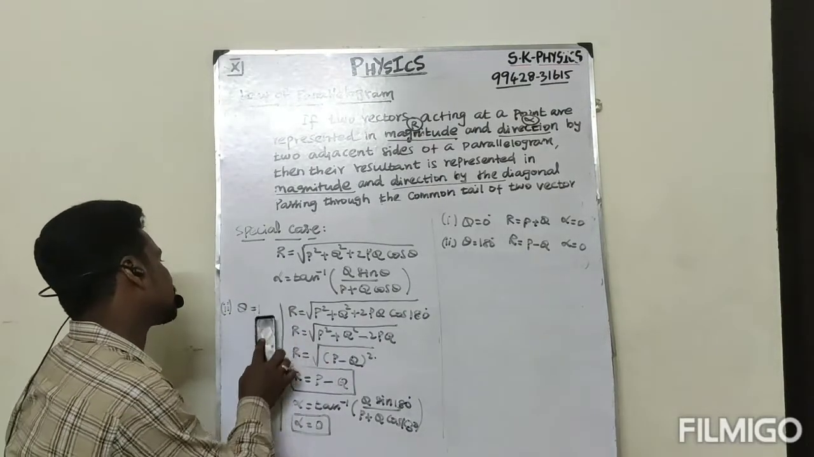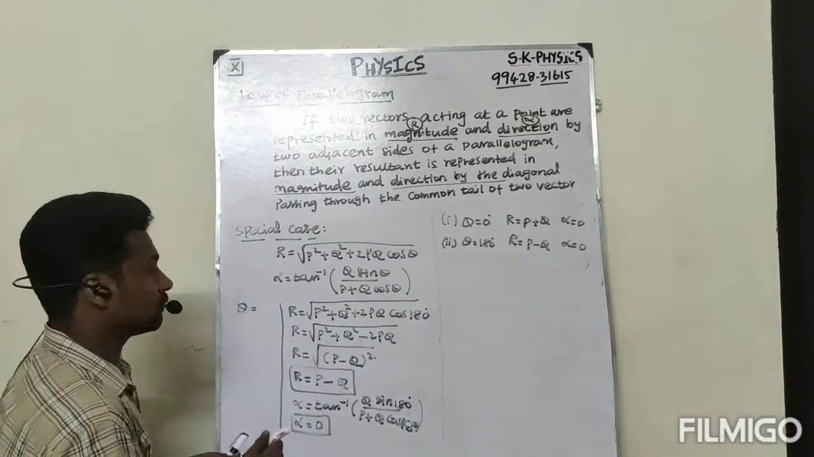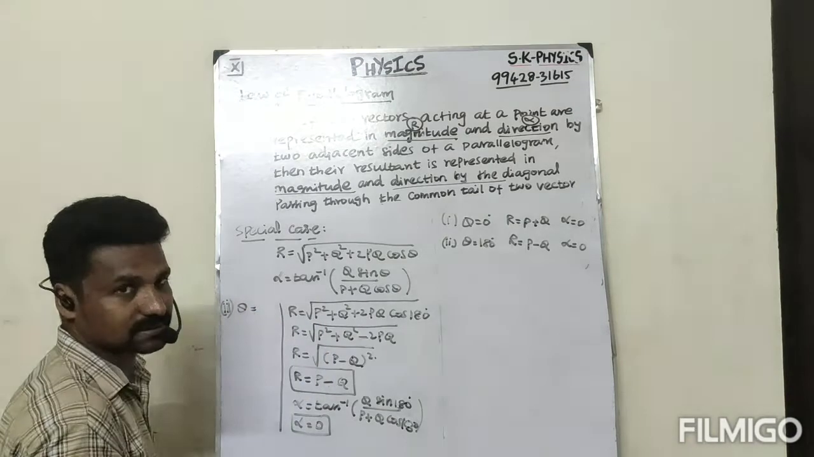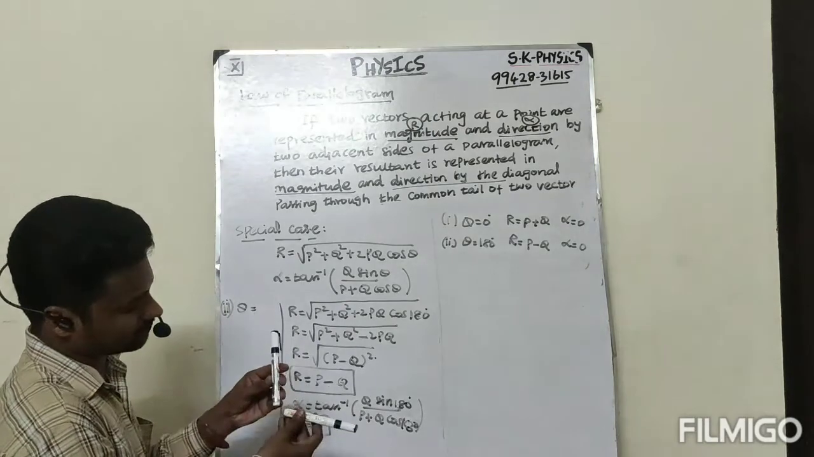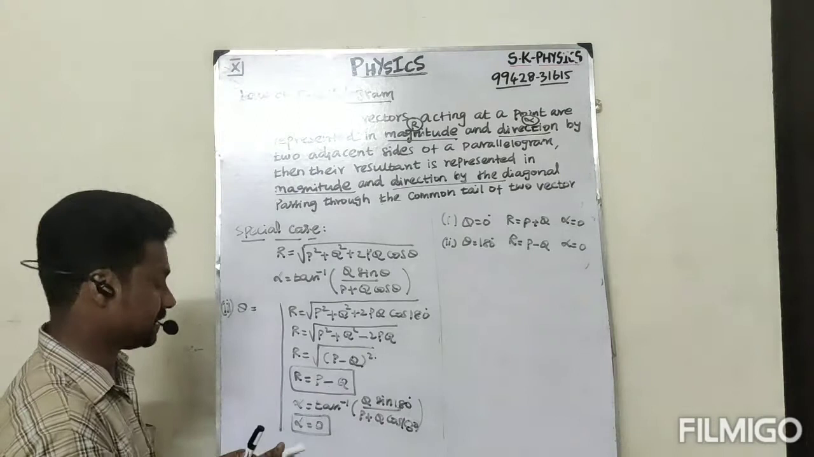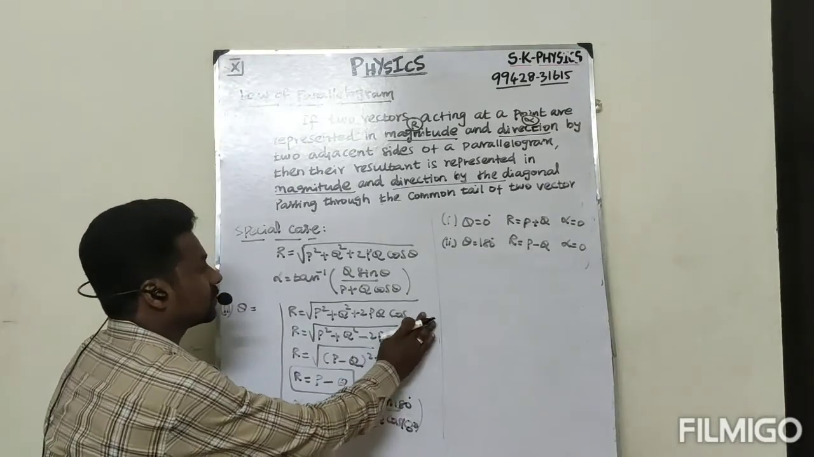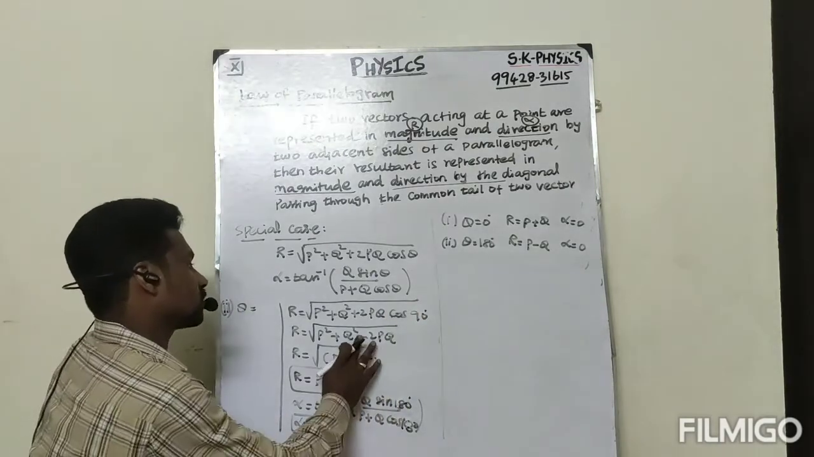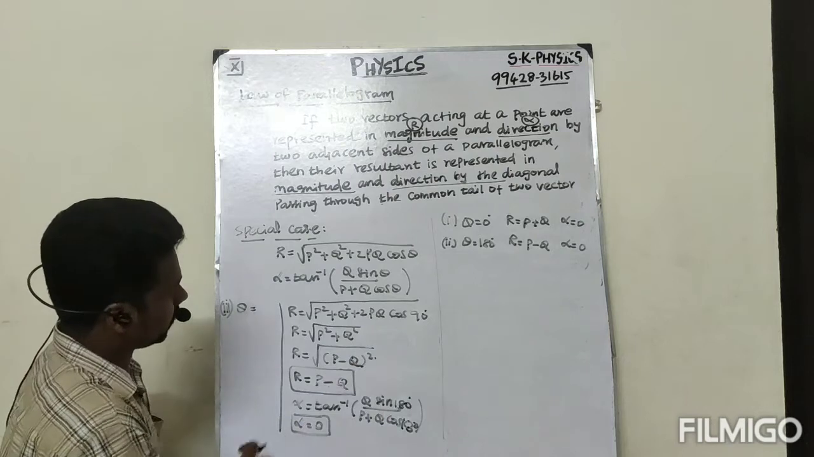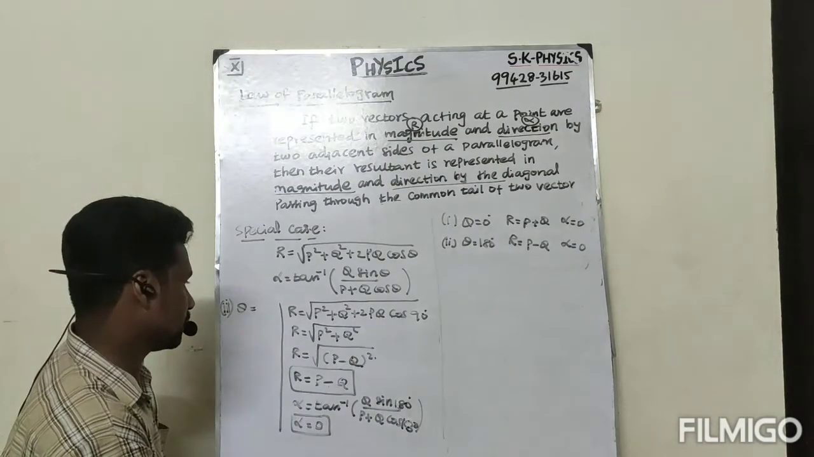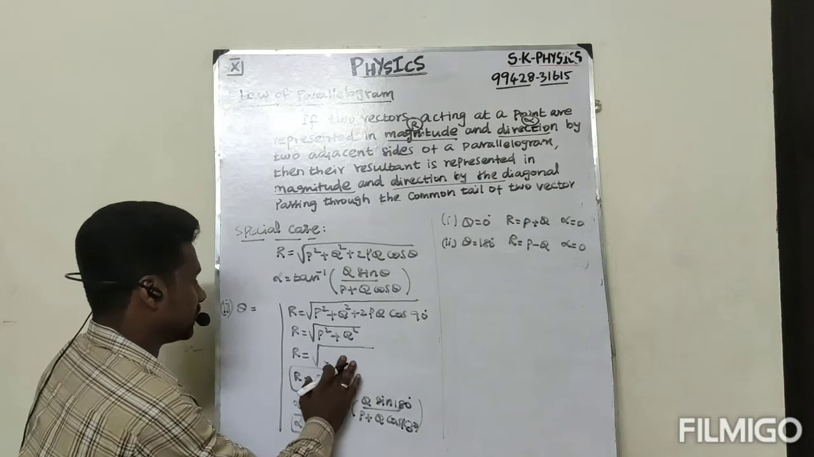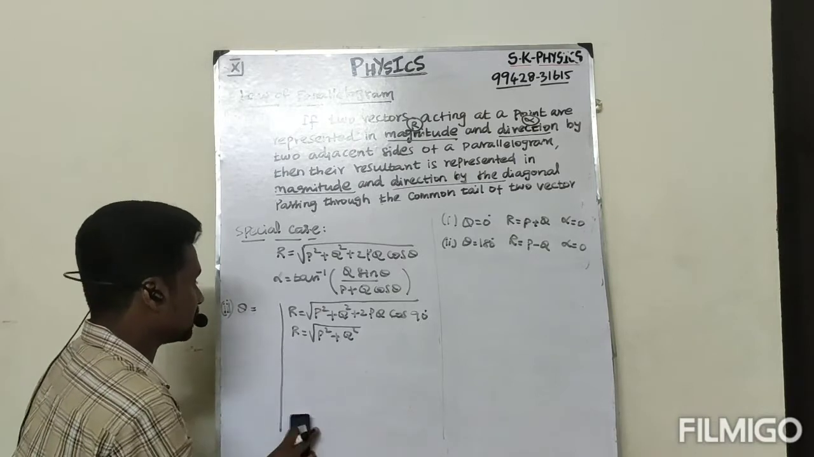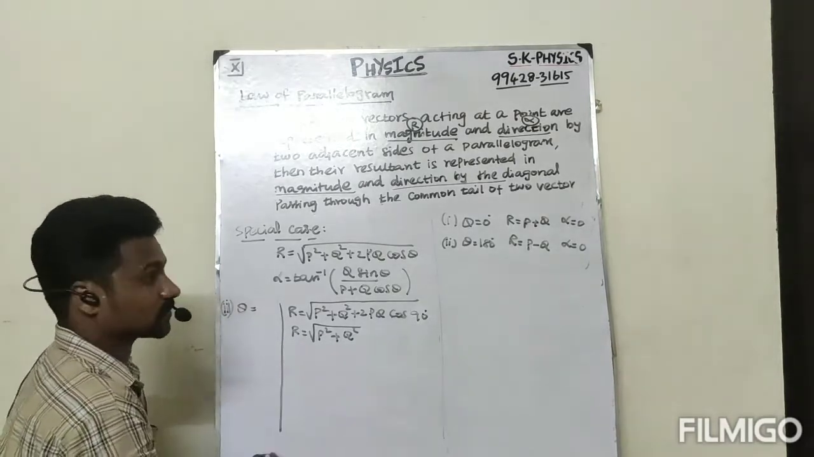Next one, third special case. Okay, please listen. Third special case, the two vectors are perpendicular to each other, that is 90 degree. So now I can write cos 90 degree. You know cos 90 is equal to 0. So this term will not come. R is equal to whole root of P square plus Q square only. So the remaining term inside, that's all. So this is the resultant value.